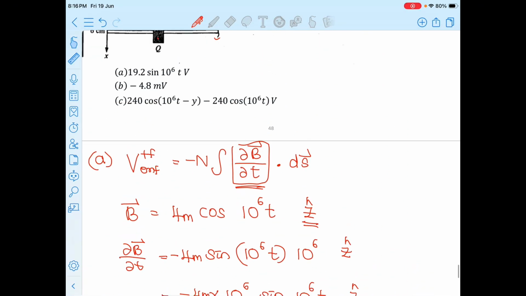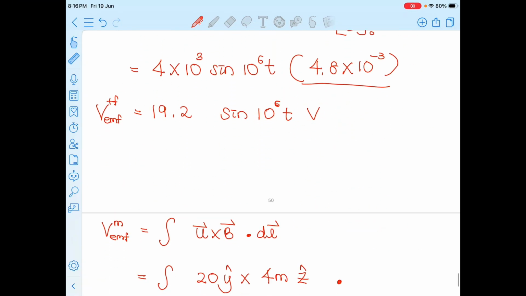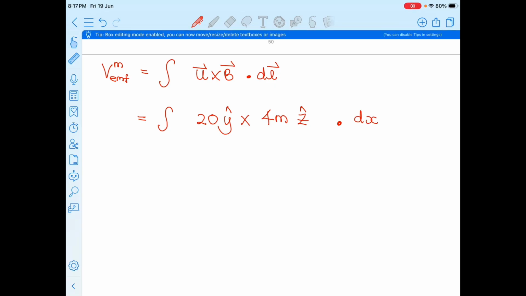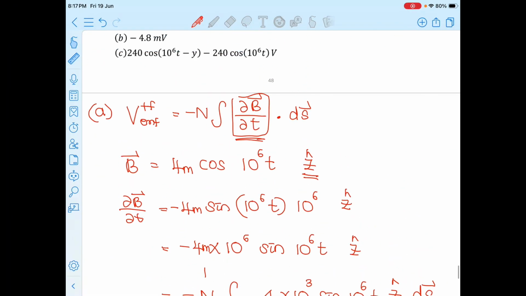Let's look at the sliding bar. The sliding bar is PQ. If you want to know the length of this sliding bar, you refer to the x axis. This means that dl will be replaced with dx in the x direction. Next we are going to determine the interval for these integrations.